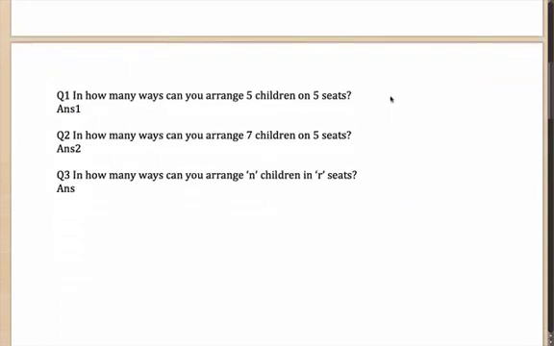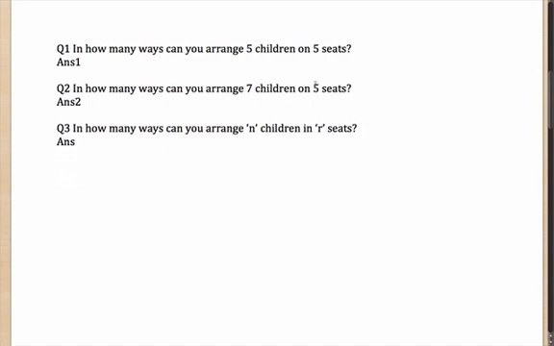Hello, and welcome to the session on permutation and combination. In this particular video, we'll talk about arrangement and selection. To continue from my previous video, in how many ways can you arrange 5 children on 5 seats? If you remember, we had discussed that n things on n positions can be arranged in n factorial ways.